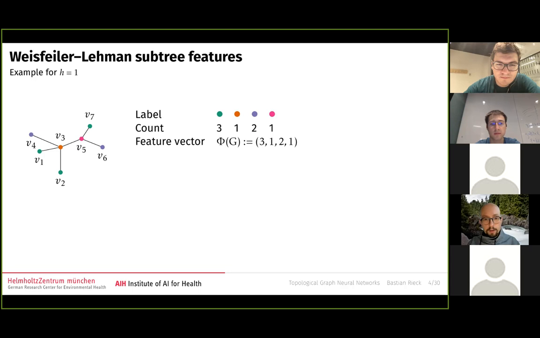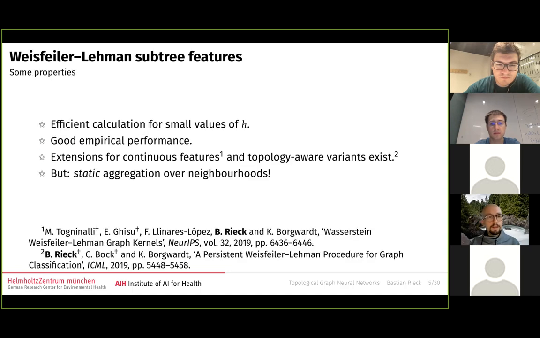So that's all nice, and it works, and it's a really excellent baseline still to this day. It also has some beneficial properties, so people still keep using that for various reasons. Here are some of them. One is that it still has a very efficient calculation for small values of h. So if you don't go very deeply into the graph, it's still relatively efficient to do that because you just have to collect labels. It also has a really good empirical performance. So it's actually still pretty good at telling graphs apart, at least if those graphs have discrete label sets. With continuous labels, a little bit different, but extensions for continuous features as well as topology variants exist. So here are some pointers to that from my own previous work.